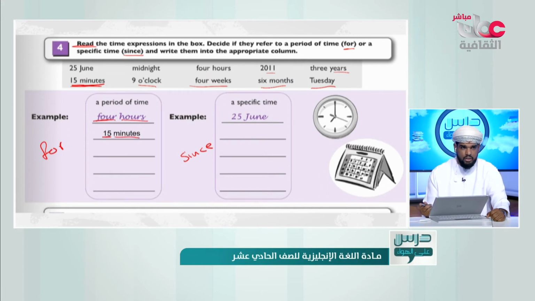What else can you get? 4 weeks. Bravo. 4 is a number, and here a time word. 4 weeks. What else? You will find 6 months. Again, it's a number, and 3 years, also a number and a time word. So here are the times that we use with for.